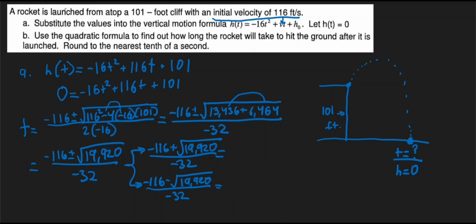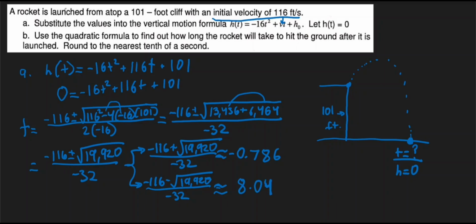All right, so let's plug these into the calculator. So we have negative 116 plus the square root of 19,920 divided by negative 32. And that gives us a negative 0.786 approximately. And the second solution, let me make the approximation symbol for that. Let's check what the minus version would be. Negative 116 minus the square root of 19,920 divided by negative 32. And that gives us approximately 8.04.